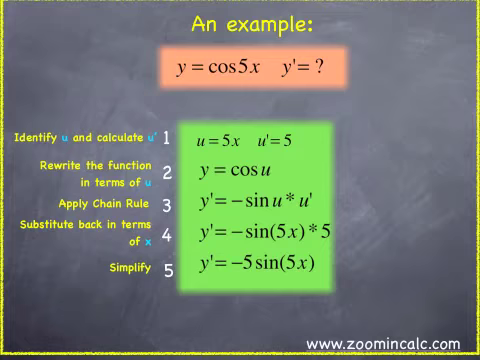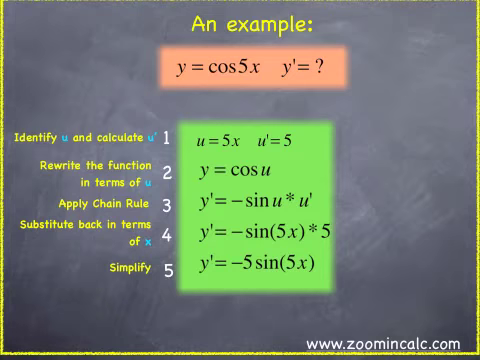When you have a trig function, if it's anything other than the cosine of x or the sine of x, whatever that angle is, you want to call that u. So u in this case is 5x. U prime is 5. That's just the derivative. Step 2, rewrite the function. Again, we're not taking the derivative here. This is just rewriting the function in terms of u.